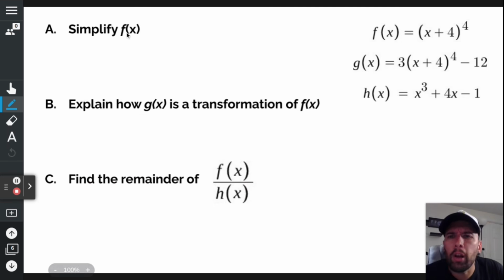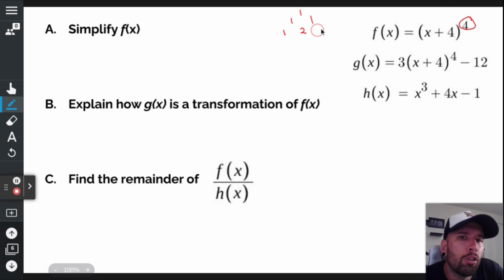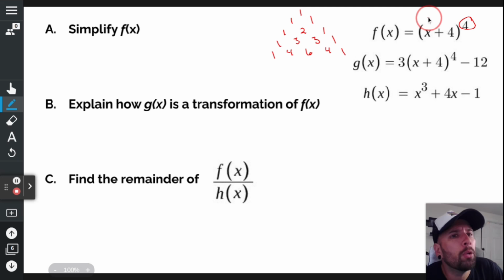All right. Right off the bat, find f of x, which is binomial theorem. Now, we saw from earlier that binomial theorem requires Pascal's triangle. This is x to the fourth. So this is degree 0, degree 1, degree 2, degree 3, and degree 4. I'm going to label you A, I'm going to label you B, and let's just get right to it.